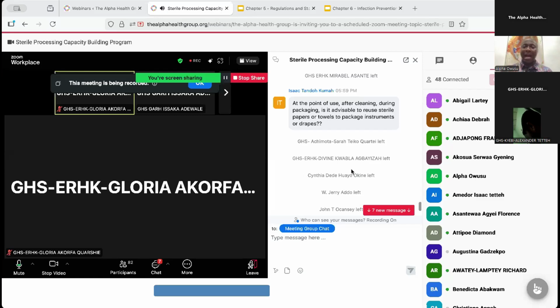Those towels are lint. They leave lint on the instrument, and when you use it in a procedure, you transmit infection to the patient and leave the lint in the patient. That is very dangerous. So we don't use those single-use papers and towels in doing the packaging.